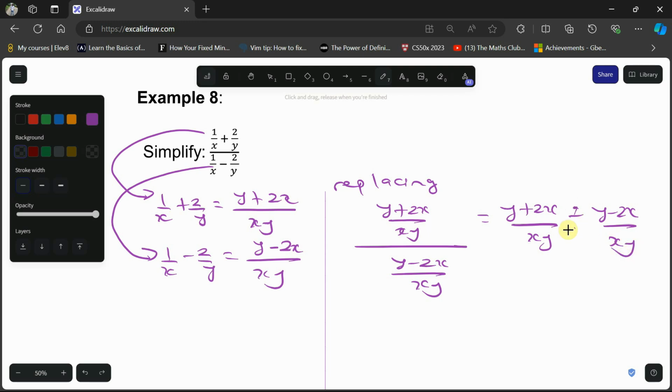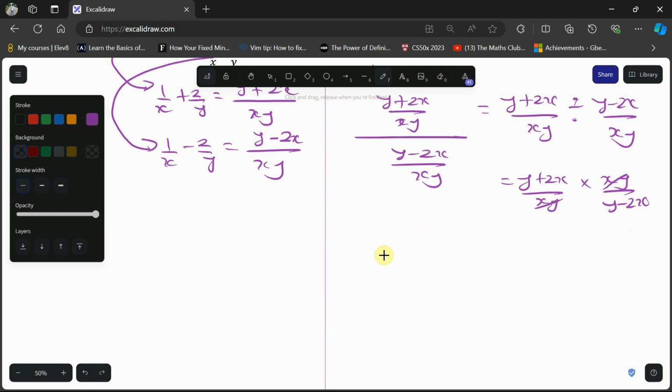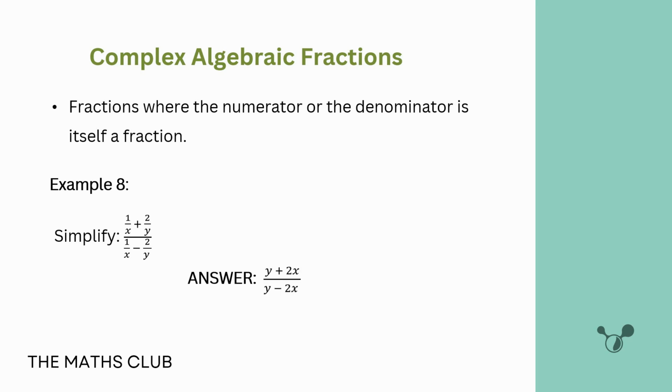Since I'm dealing with division, we'll turn it into multiplication by taking the reciprocal. That will be y plus 2x all over xy multiplied by xy all over y minus 2x. This will cancel this. So at the end of the day, our answer is just y plus 2x all over y minus 2x. Let's see if we're correct. Great. y plus 2x all over y minus 2x.